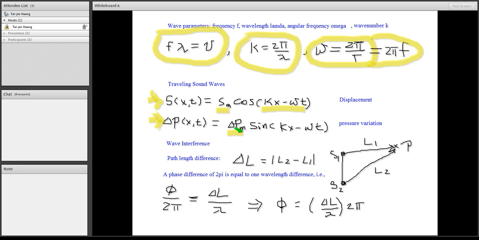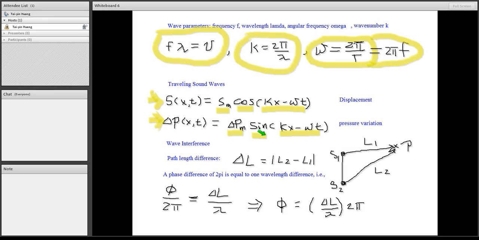So we can see that the displacement and the pressure variation have the same argument within the sinusoidal function. You have kx minus omega t. However, in the displacement, you have the cosine, and for pressure, you have the sine, which means that they differ by 90 degrees. Okay, so there's a phase difference between the displacement and the pressure variation.